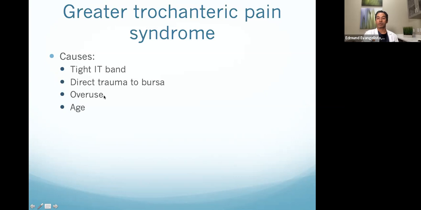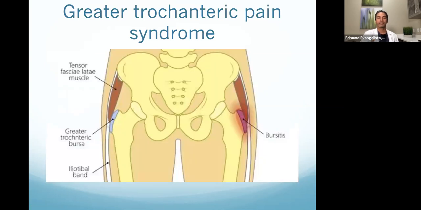Any overuse of those gluteal tendons, excessive running, hiking, walking, can inflame or tear those gluteal tendons. And just normal aging: with normal aging, these gluteal tendons will degenerate and wear down and start to tear and become painful.